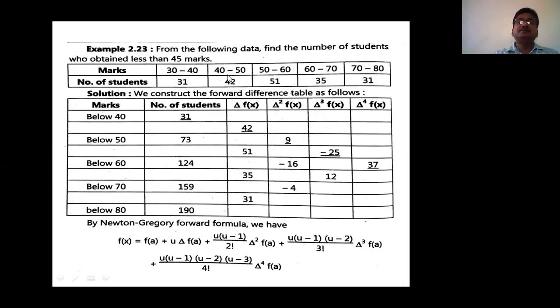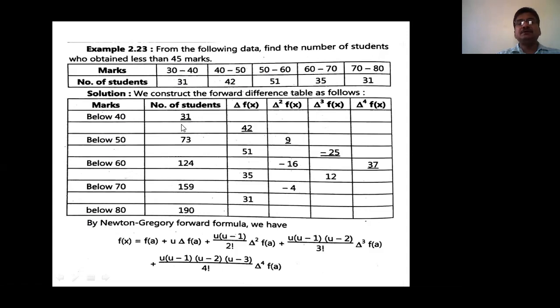The marks between 40 to 50 are 42, and the marks between 50 to 60 are 51, and all the remaining values. We have to find the number of students who obtain less than 45 marks. So, the first column is what? The first column is below 40, that is the marks below 40, below 50, below 60, below 70, below 80.